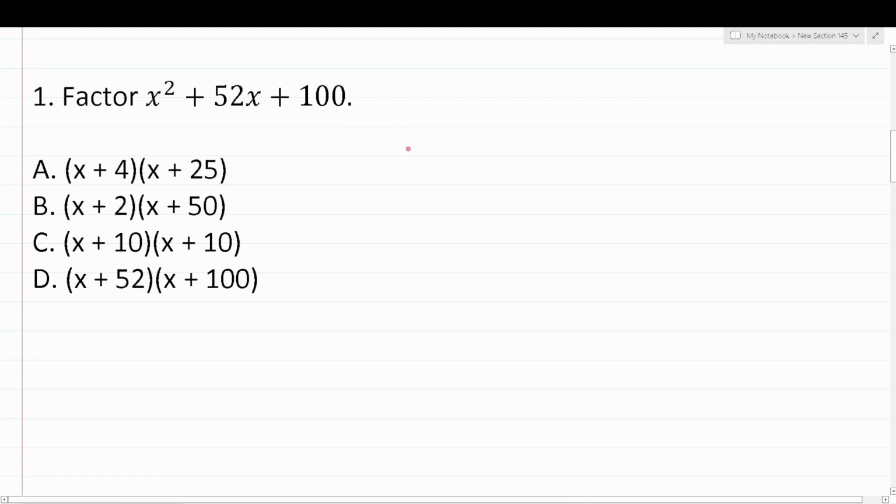All right, so this first question says, factor x squared plus 52x plus 100. So if on test day you come across something that looks like this, and you don't know how to factor it, again, you can simply take your answer choices, expand them by multiplying the polynomials together, and whichever one matches this polynomial right here, you know is correct. So let's get started doing that. Again, I'm going to start by expanding answer choice A here, which is x plus 4 times x plus 25.